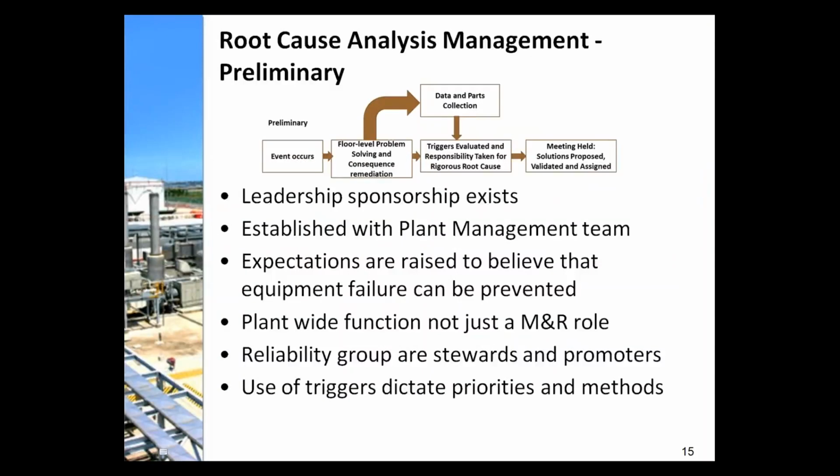Let's talk about the preliminary. Leadership sponsorship has to exist to get a good root cause analysis going. If the plant management team does not support identifying root causes, eliminating failures, it really won't go anywhere. And of course, expectations need to be raised to believe that every equipment failure can be prevented.